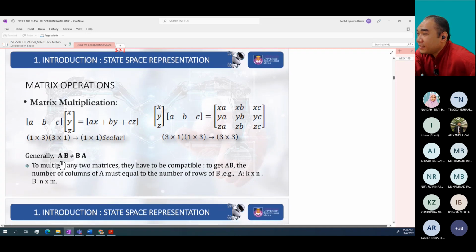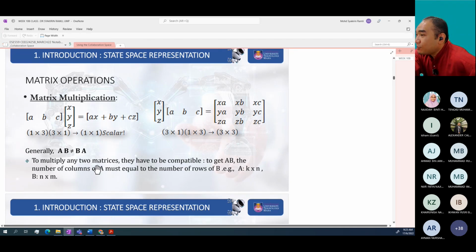So in general, matrix A times B tak sama dengan B times A. Secara general tak sama lah. Dia kena tengok kepada selection of value of A dan juga B. To multiply any two matrix, they have to be compatible. To get AB, the number of column of A must be equal to the number of rows of B. For example, A adalah K by N, B adalah N by M. So inilah macam saya beritahu tadi. Maknanya if we were to multiply between two matrix, we have to be very careful on the dimension of the matrix. We cannot simply multiply if they are not the same in terms of apa tu yang kat tengah ni kan. K kali N darabkan dengan N kali M tu.